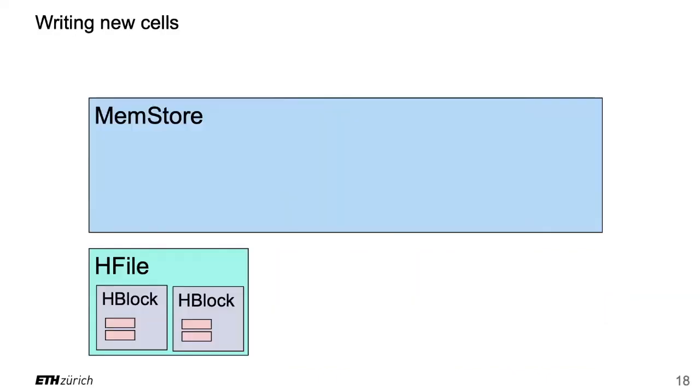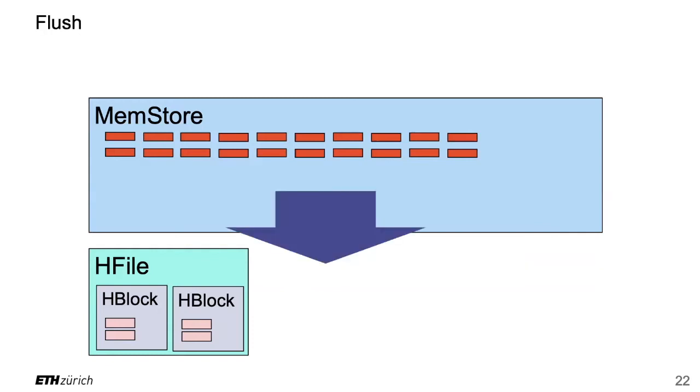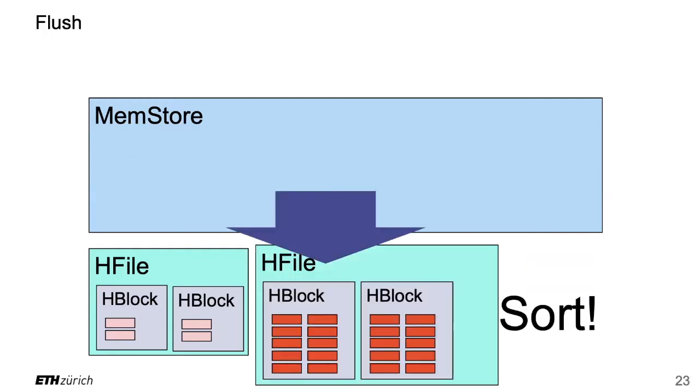Okay? And what happens is that when you write a new cell, you add it to the memory, right? So here's a new cell, here's another new cell, and then at some point, you add so many new cells, so the users use HBase so much and added so many values that the memory is full. So what do you do when the memory is full? You do what's called flushing. You flush everything to an H file.